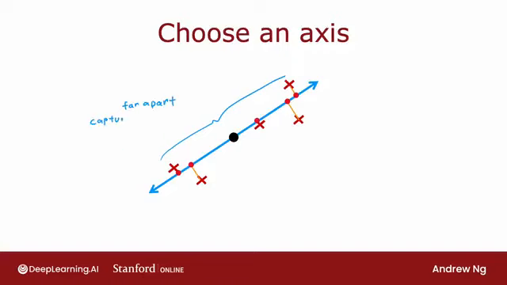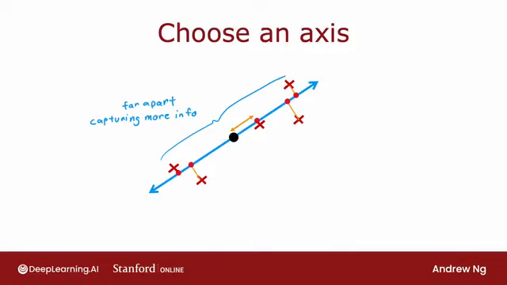And so we're capturing a lot of the variation, a lot of the information in the original data set, even though we're now using just one coordinate or one number to represent or to capture each of the training examples instead of 2 numbers or 2 coordinates, x1 and x2.